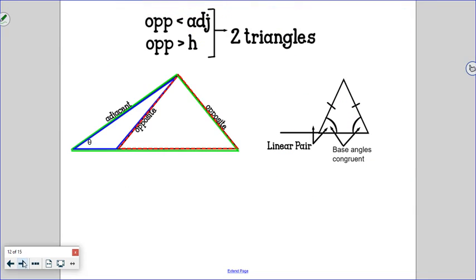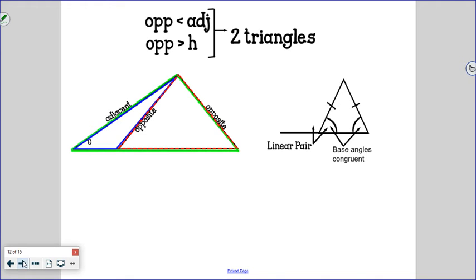Okay, we do need to see some that have two angles. So how do we get two angles? We go to our flow chart. Our opposite was less than our adjacent. It told us to go find our height. I did. And then my opposite was bigger than my height, which means that we're going to get two triangles. So here's how those two triangles come into play. And I know this is kind of a confusing picture.